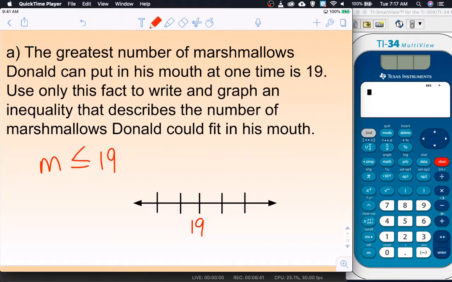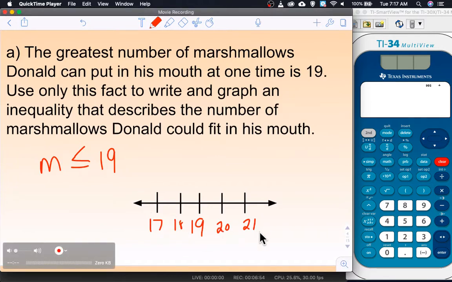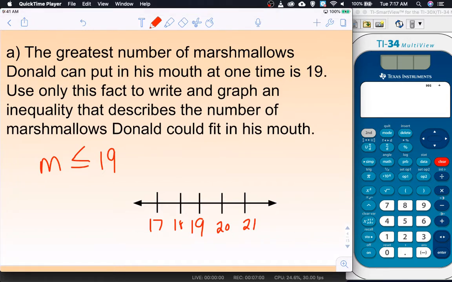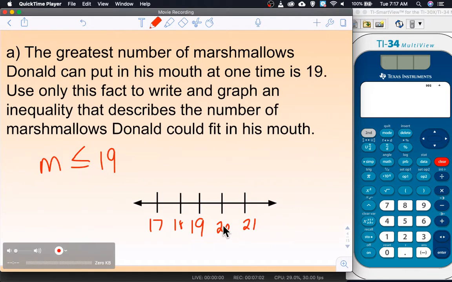Now, the next step is you fill in the rest of the number line. So 17, 18, 19, 20, 21. You just fill in the regular numbers on the number line. There's no rule that says you have to count by ones. You can count by pretty much anything as long as you're consistent on your number line.